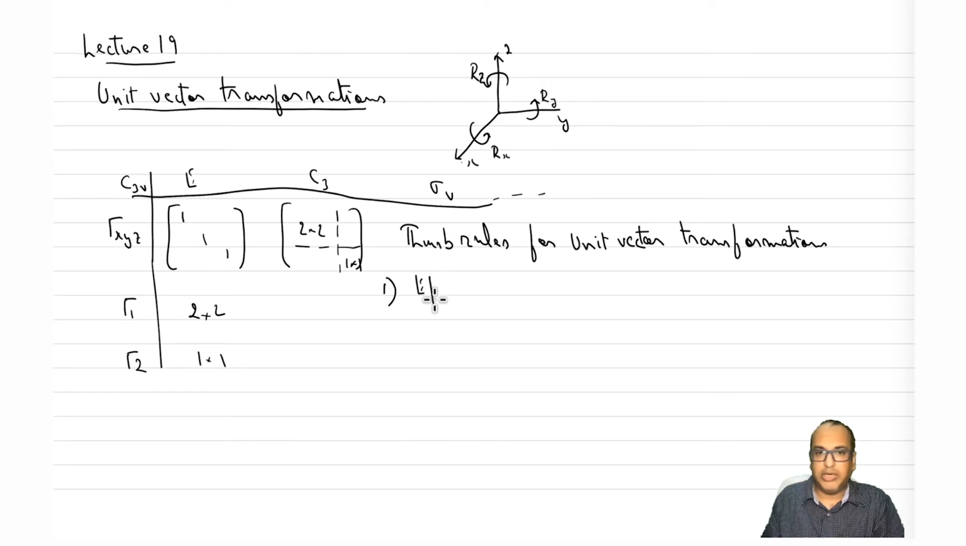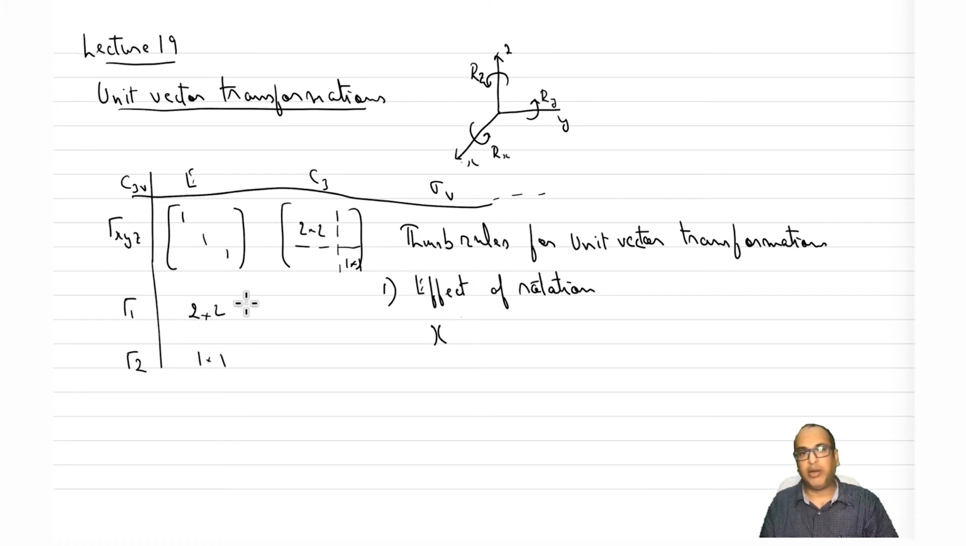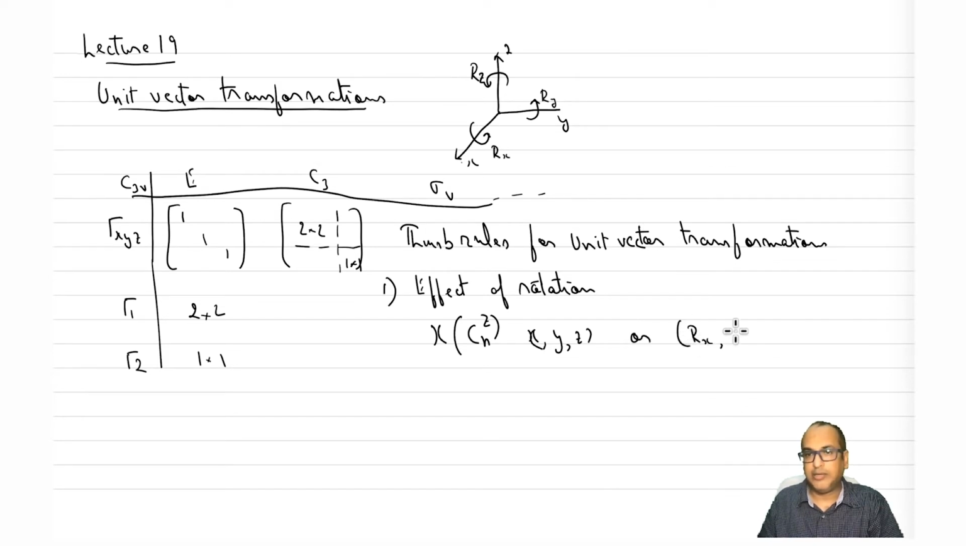So let's first look at the effect of rotation. Character is represented by chi. Character can also be called, if it's a 1x1 element, the trace of the matrix element. But if it is more than one dimension, then it is strictly the trace. Or we can say a particular matrix element. So let's just call it the character of C2(z) when C2(z) is operated upon x, y, z or Rx, Ry, Rz. This character remains the same.